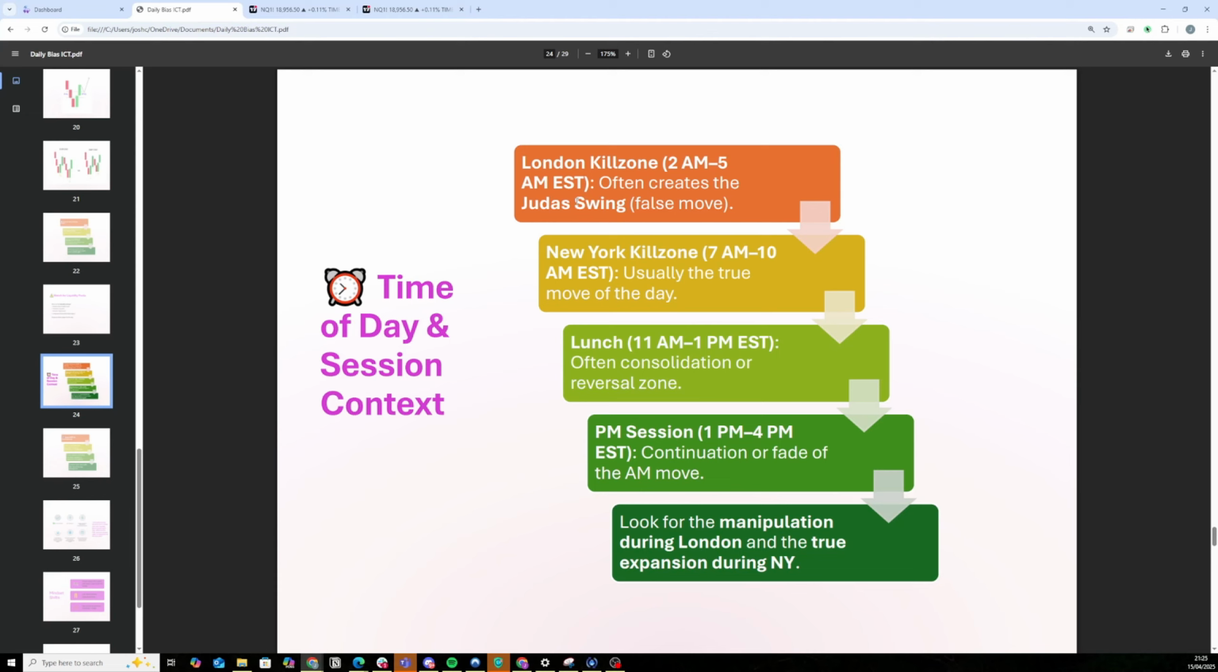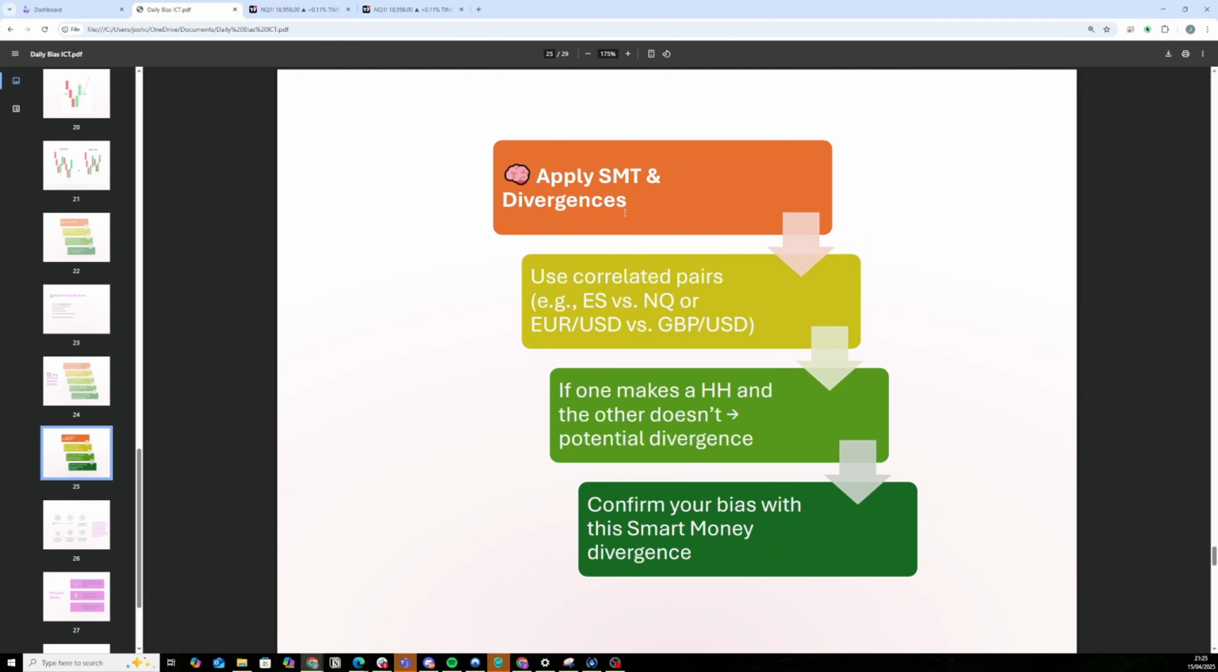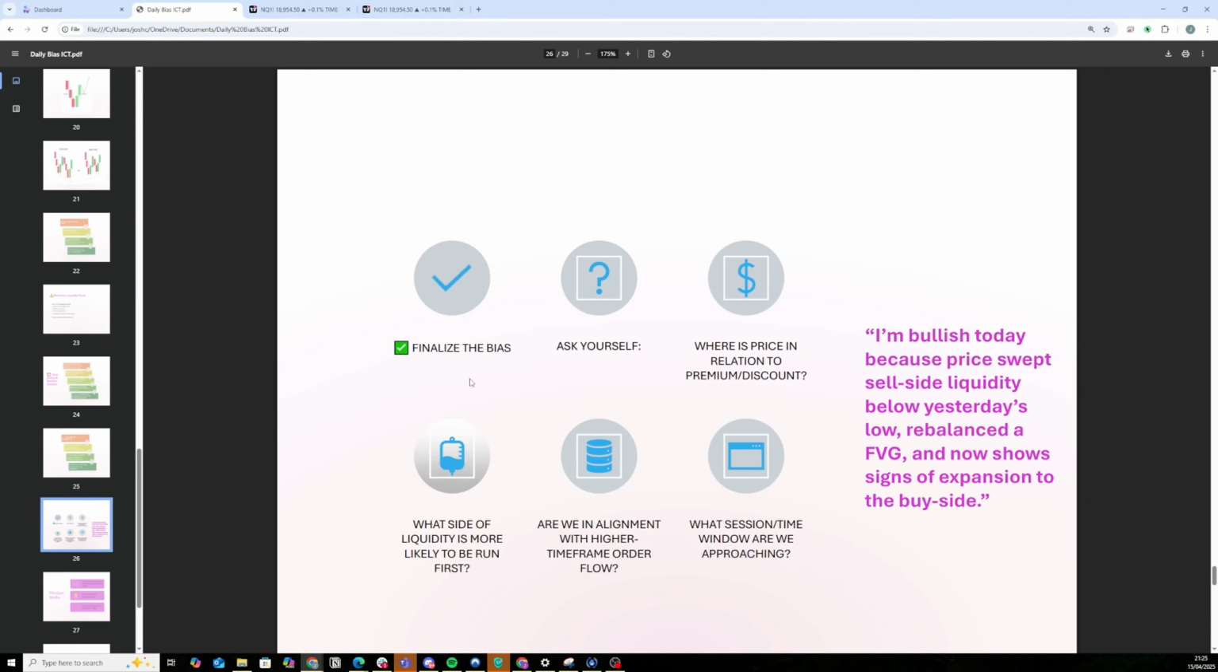Then obviously think about time of day. So in ICT, we talk about time and price. So obviously you've got the London kill zone, New York's kill zone, lunch hour, often a time we don't want to trade, PM session, and all these types of things. And then once you've thought about where price is going to go, and you've thought about the time that you want to trade, then you want to start to think about SMTs. So look for SMTs to help build up your bias. And then you want to finalize the bias, ask yourself, where is price, premium discount? Actually have a reason to say, this is the reason for my bias today. So I'm bullish today because price swept outside liquidity, below yesterday's low, rebalanced the fair value gap, and now shows signs of expansion to the upside, okay?